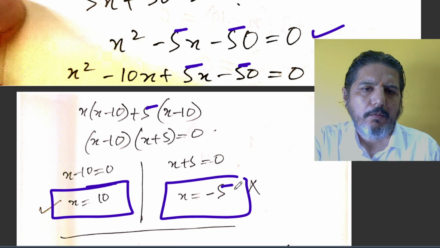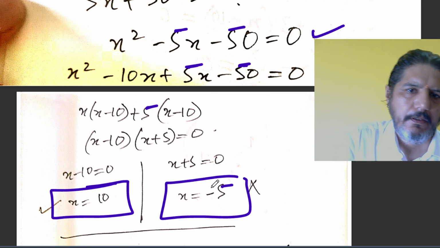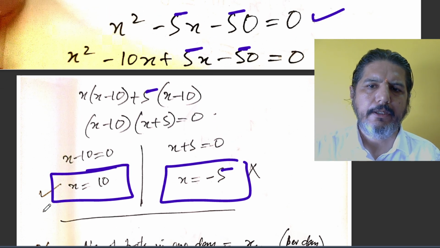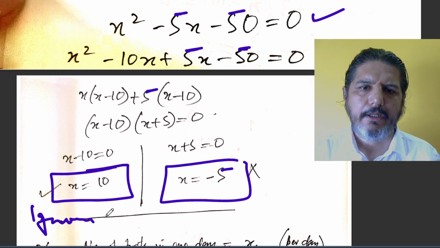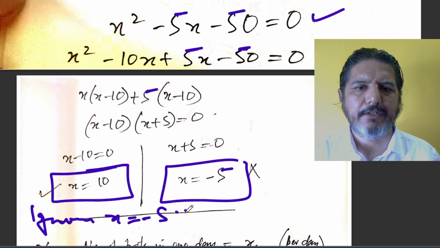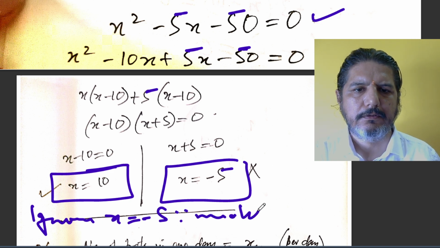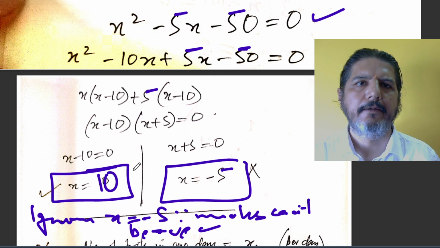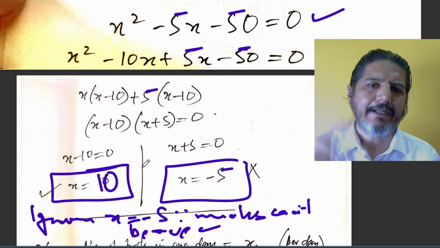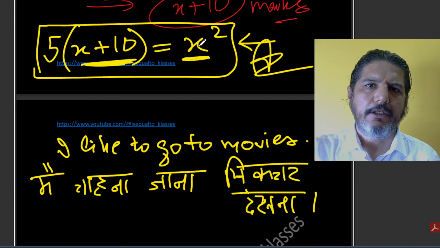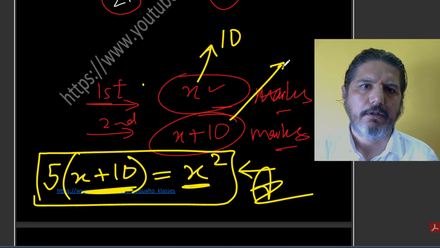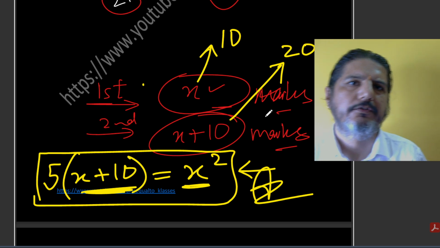So now what is my x? X is my marks. Now can the marks be negative? No, marks can't be negative. So I'll have to mention here that, ignoring x is equal to minus 5, you have to give the reason because marks can't be negative. So therefore the marks are x is equal to 10. So he has scored 10 marks in the first test, and therefore 20 in the second.